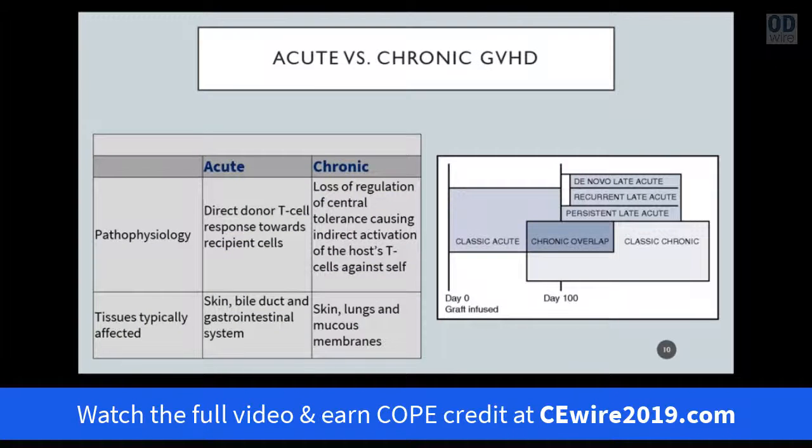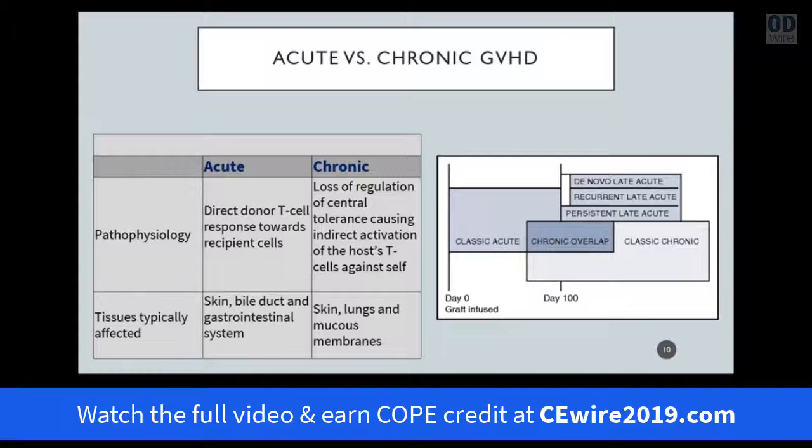So let's take a look now at some specific distinctions between the acute and the chronic forms of the disease. Looking at the pathophysiology, in acute, you have a direct donor T cell response toward the recipient cells, whereas in chronic, you have loss of regulation of central tolerance, causing indirect activation of the host T cells against itself. The tissues affected in acute include skin, bile duct, and GI. In chronic, we see it more in the skin, lungs, and mucous membranes.